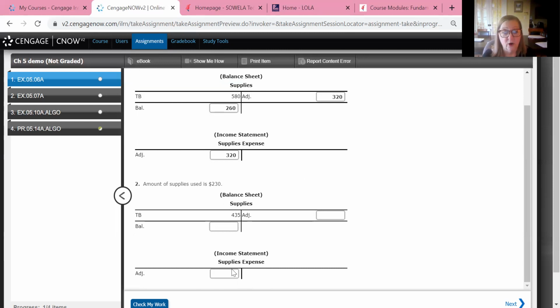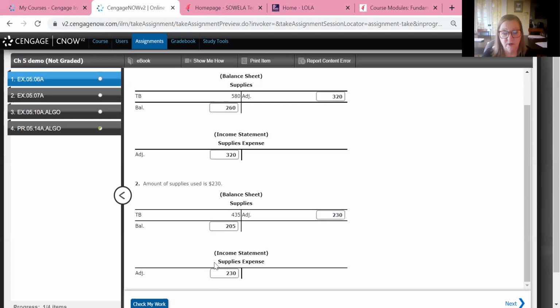So on this one, we are going to debit supplies expense for 230, and we're going to credit the supplies account for 230. And that's going to leave us with an ending balance. And again, my calculator here, 435 minus 230. If 230 was used up, then what's left that's still in the supplies account or still in the supplies closet, I'm trying to match reality with what shows up on my accounts, is 205. So I look at that, I think, hey, this looks right. I think it is good.